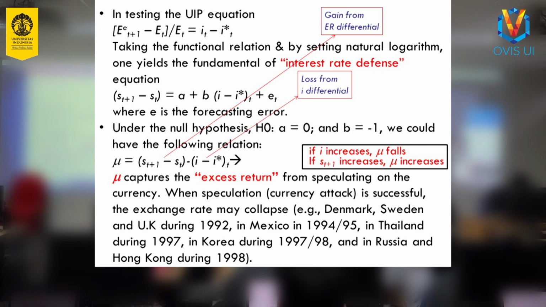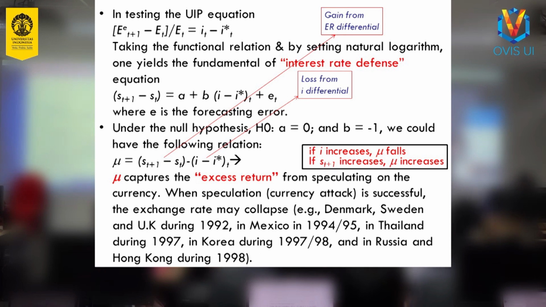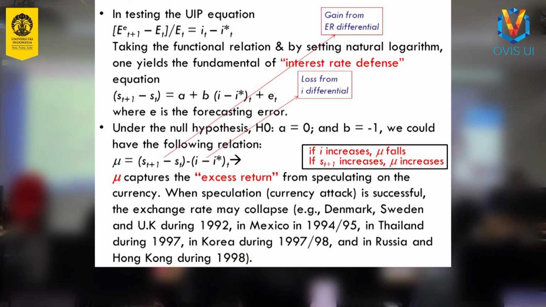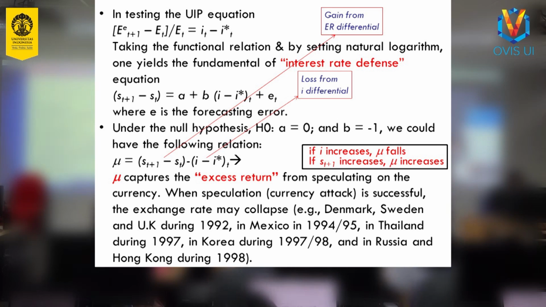But now you see, right, the macro variables like interest rate and exchange rate play a very important role in explaining events like a financial crisis. And I give an example here. That happened in Denmark, Sweden, and the UK in 1992. It happened in Mexico in 1994. It happened in Thailand and Indonesia in 1997, 98. And it happened in Russia and Hong Kong. So, you know, we economists call that event a crisis, right? But for speculators, that was a boom. They became super rich during that crisis.